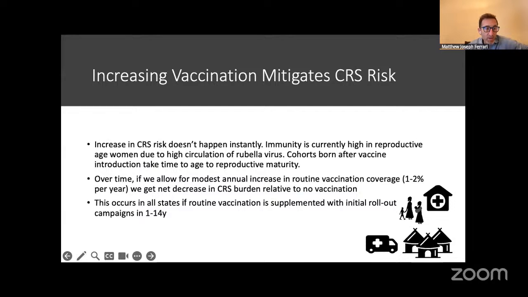And in fact, importantly, if we make even modest assumptions about the improvement of the Nigerian vaccination program over time, don't assume that things will stay constant at current levels, but that the routine vaccination program itself will likely improve, even by only 1 to 2% per year, then that future outcome can be avoided.